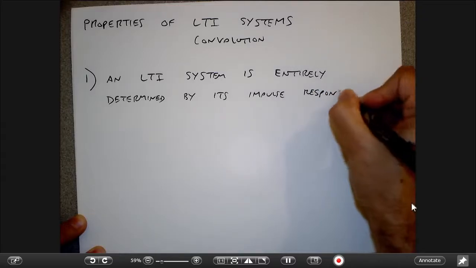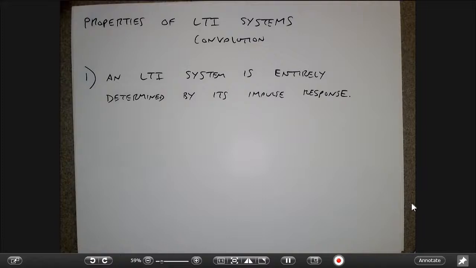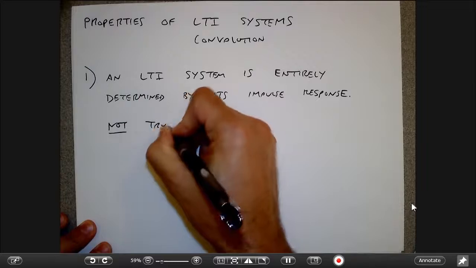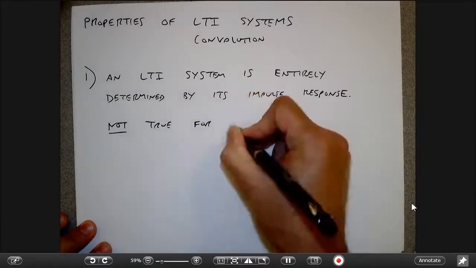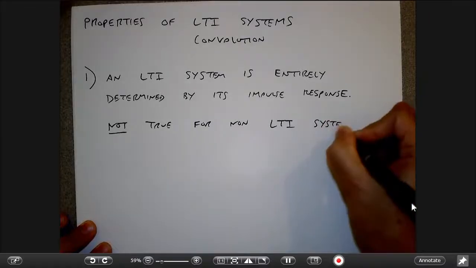Right? That kind of underlies everything I talked about so far, which is basically that as long as I know h of n, all I have to do is convolve x with h, and I know how the system acts for any input signal, right? This is not true for non-LTI systems.